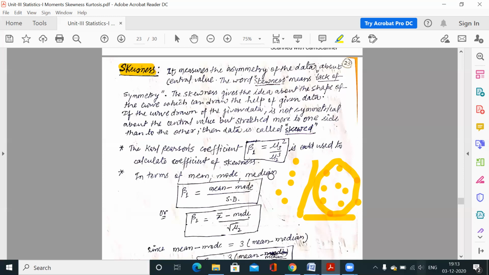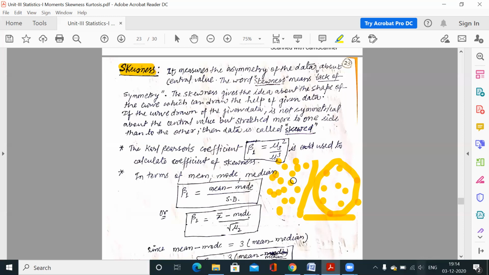And similarly, if we have more points on the left hand side as compared to the points on the right hand side, then we say that the skewness is negative because we have more numbers on the left hand side. So we say that it is left skewed data. Skewness is negative and it is left skewed data because we have more points on the left hand side. So this is the concept of skewness.